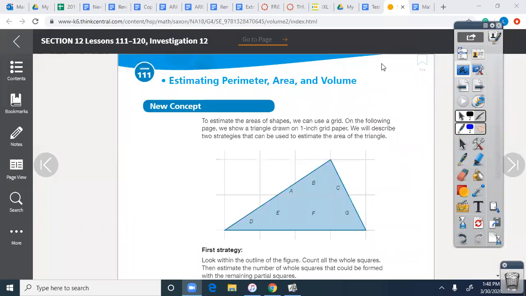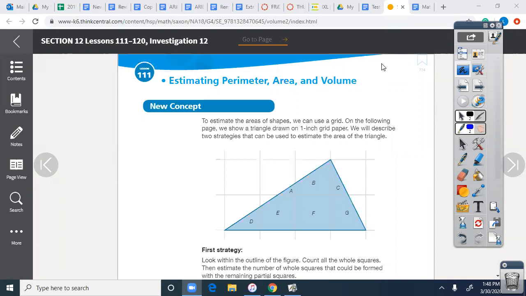All right, welcome to lesson 111 today. We are going to be talking about estimating perimeter and area. That is what we're going to do. We're not going to do volume today. We're just going to talk about how to estimate perimeter and area.